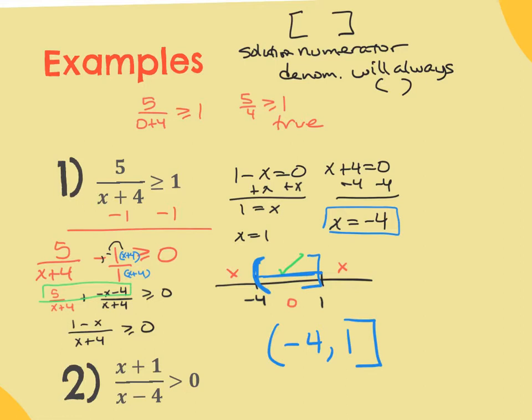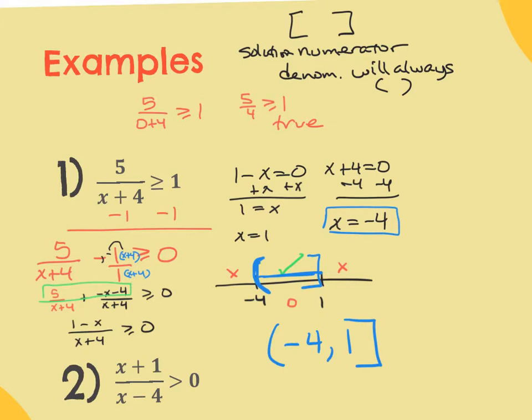So just remember, any solution or any breaking point that you get from the denominator will always have a parenthesis around it. Just like the infinity and the negative infinity always gets a parenthesis. However, the numerator, if your problem has a greater than or equal to or a less than or equal to, that numerator number gets a bracket.